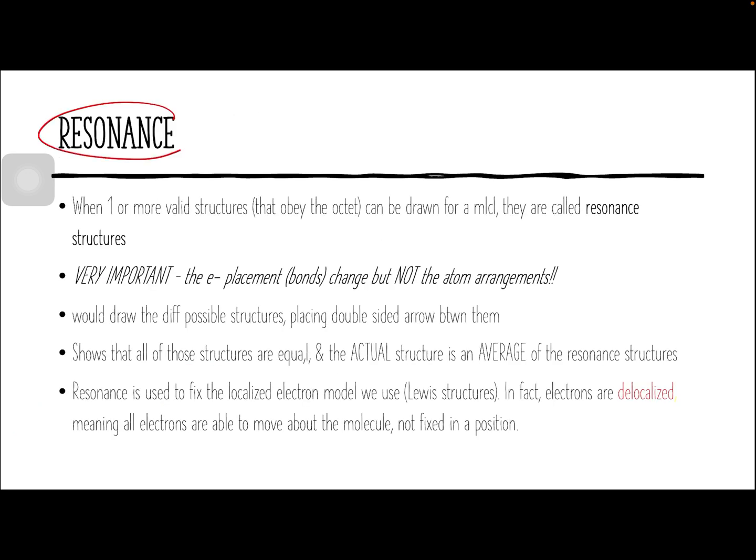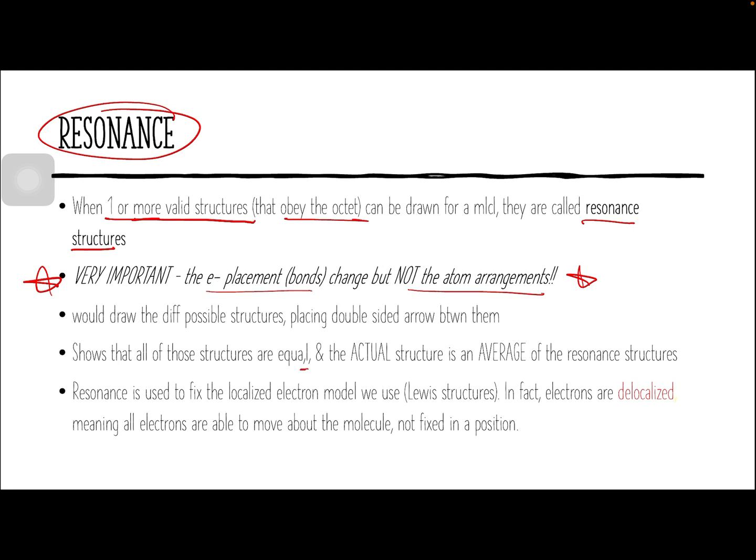So the idea of resonance: if you can make more than one valid structure that obeys the octet for a molecule, they're called resonance structures. What's really important here is you're not moving the atoms around, you're just moving the bonds around. So in cases where you've determined, oh, I need a double bond to that center atom, but there are multiple choices that I could choose from, that's where resonance comes in. What you would do is draw the different possible structures and then draw double-sided arrows between them to show that they are equivalent.